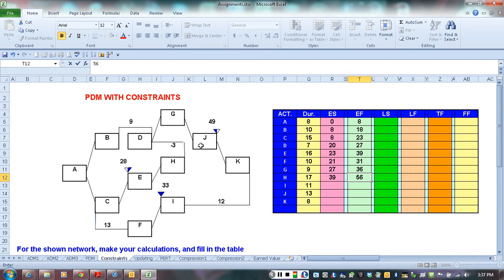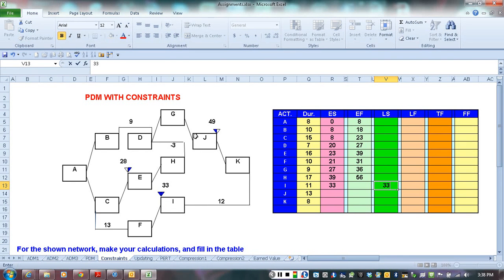Now going to activity I. Activity I has an on constraint: start on day 33. So immediately, even without looking at any numbers coming from any other activity, we're going to plug in 33 here and here as well. Because again, this is start no earlier than, start no later than, which means start on 33. So we put early start 33 and late start is 33 as well. And that's going to create a critical point here in activity I.